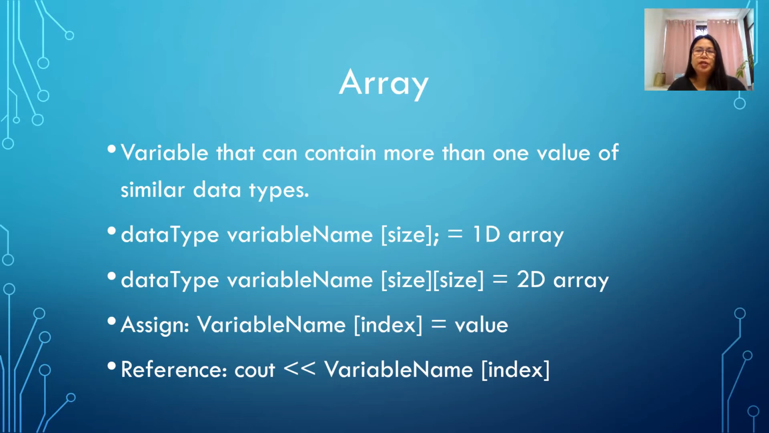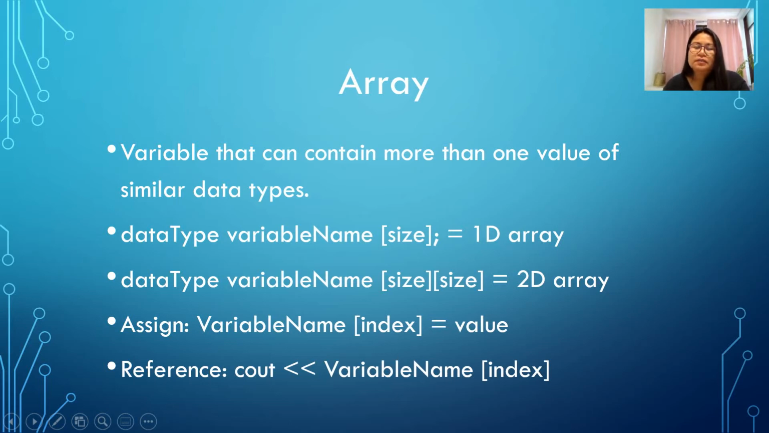So this is the syntax for declaring an array. For a 1D array, we have the data type, the variable name, and then the open and close brackets and the size. And if we declare a 2D array, the data type, the variable name, and the two sizes. And this is when we assign the values and for the reference count.